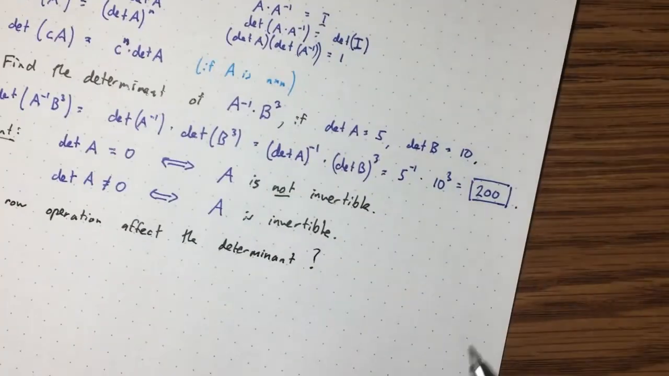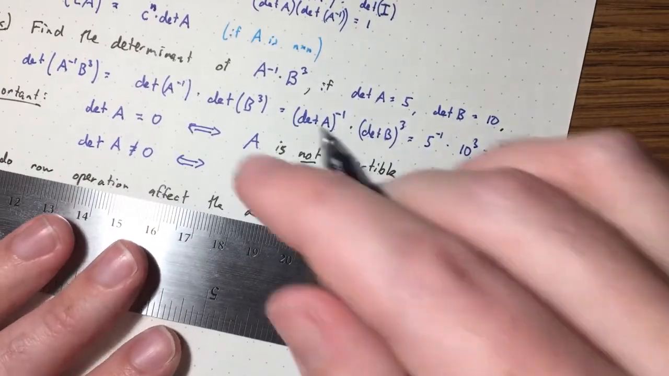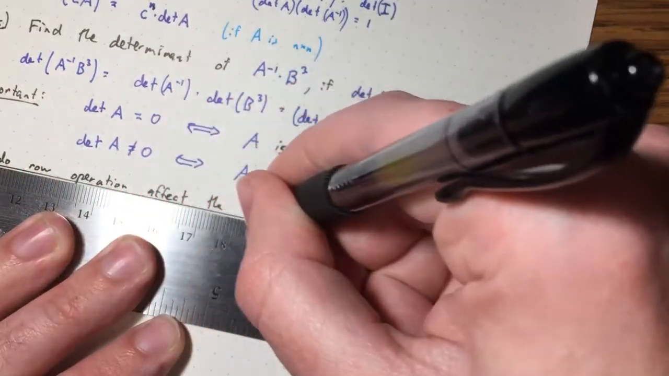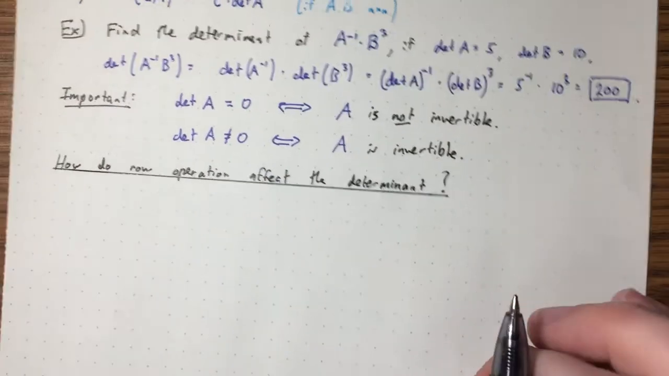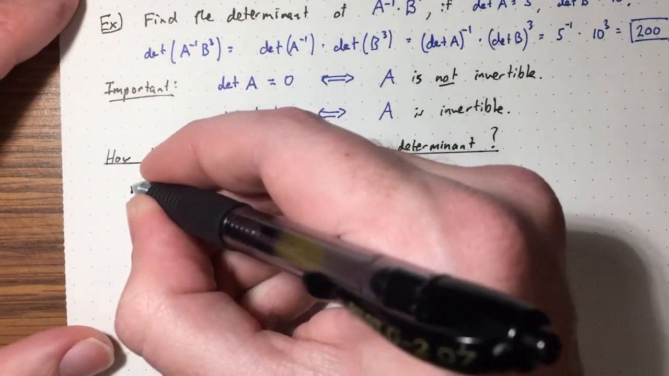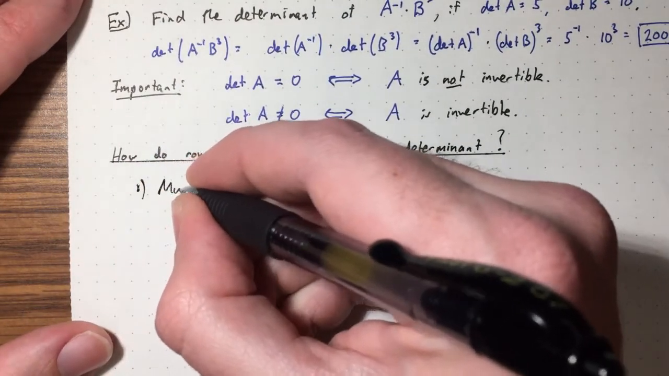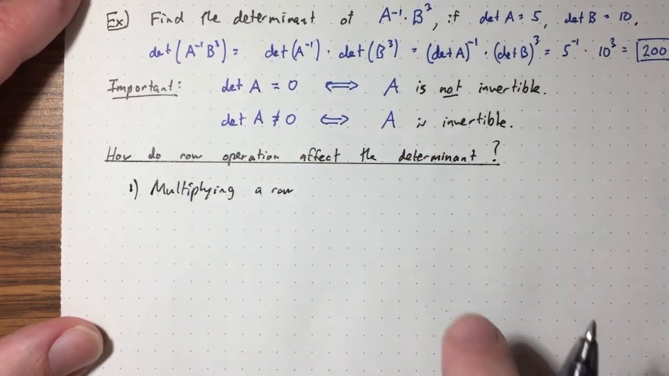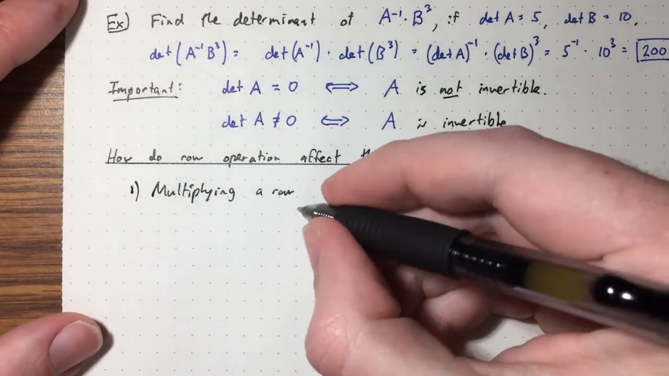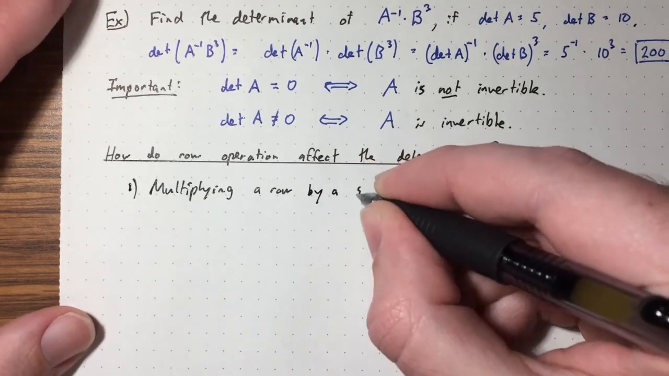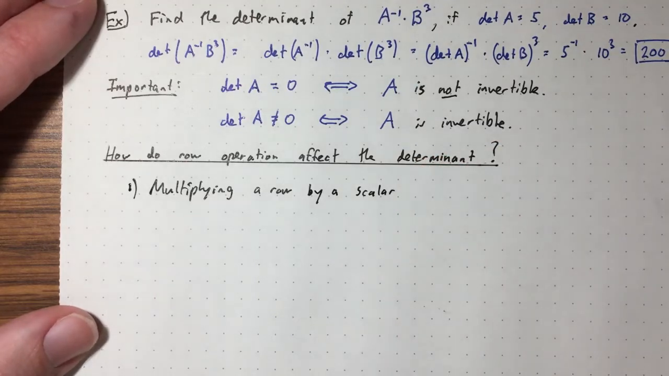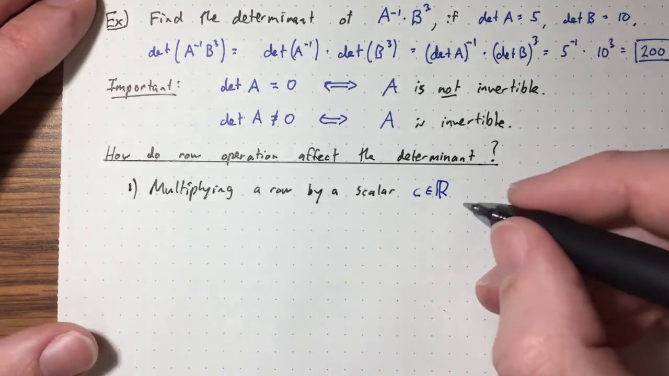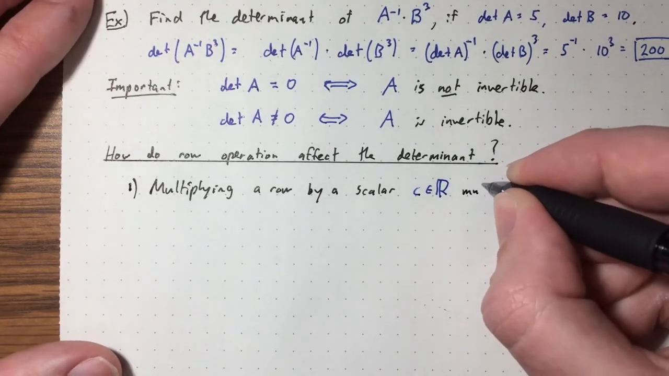Okay. All right. What should we do first? How about multiplying a row by a scalar? That was a row operation. So multiplying a row, and again, we're only talking about square matrices. Right? So multiplying a row by a scalar, c, let's call it. So some scalar, just a real number. What does it do to the determinant? It also multiplies the determinant by that number.